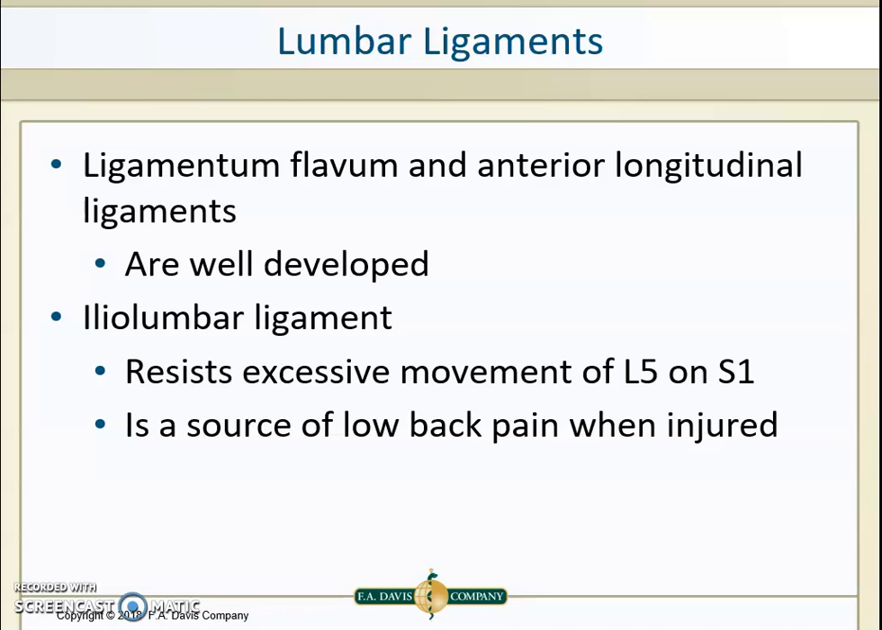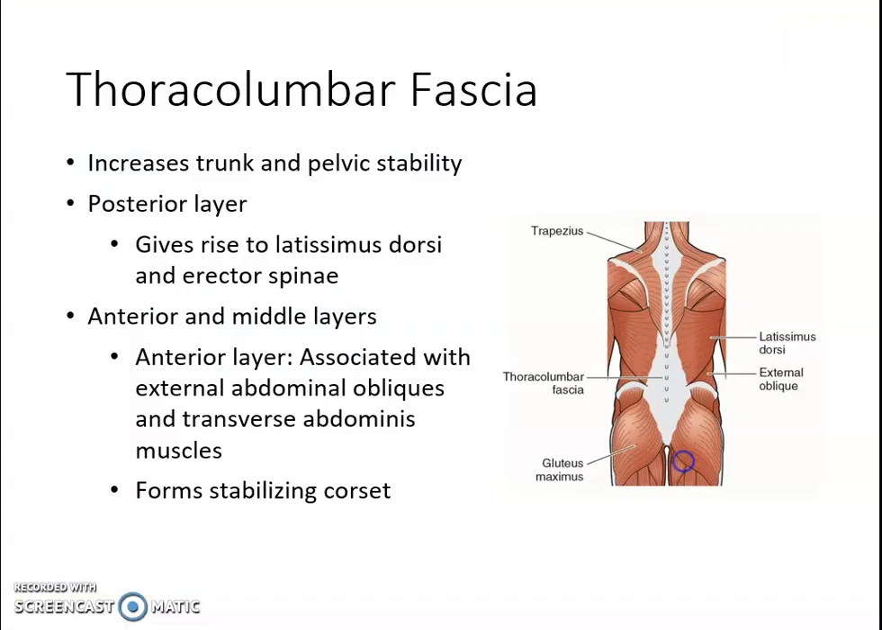The iliolumbar ligament is a ligament between the transverse process of L4 and the pelvis, and it also holds the lumbar spine, particularly L4, and resists any excessive movements of L5 on S1. But it is a source of low back pain when it gets injured.